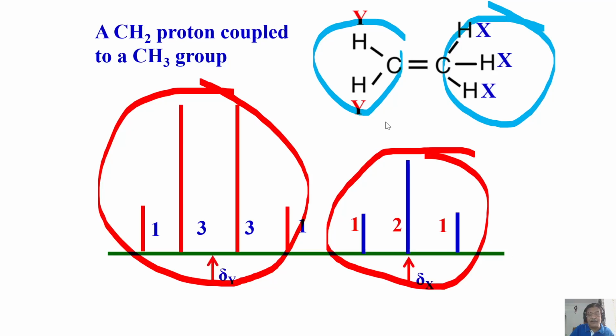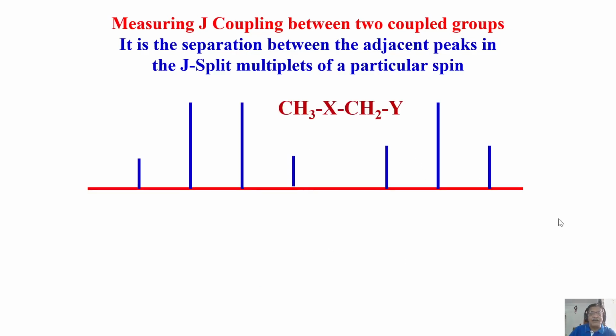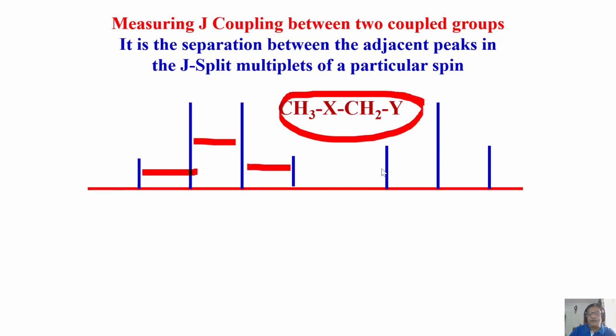This is understandable. Again, how to measure the chemical shift and how to measure the J coupling is very well known. I have already discussed it many times. Now, how do you measure? As already said, in an example like this, the separation between adjacent peaks always gives you the J coupling.